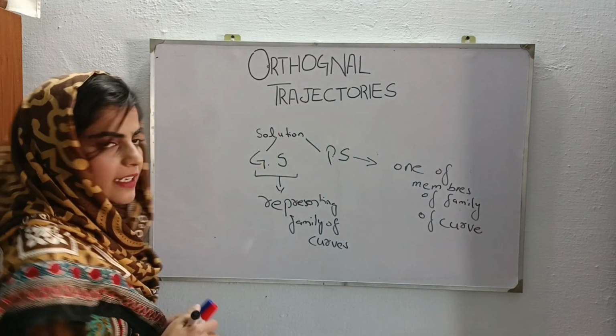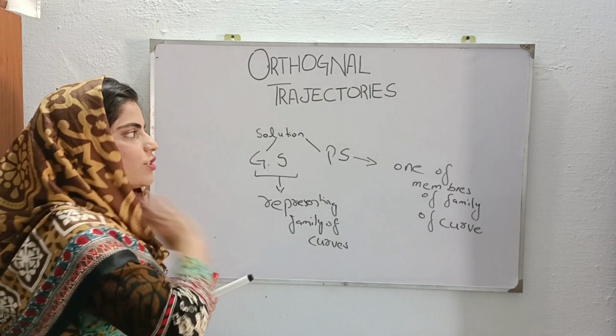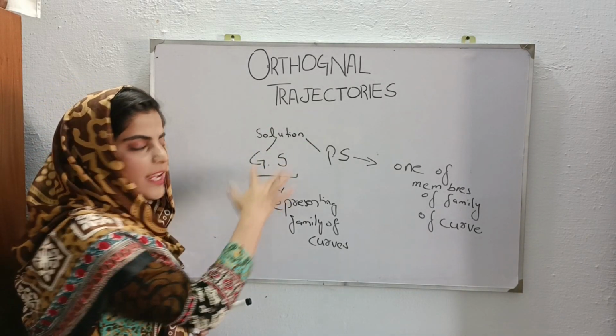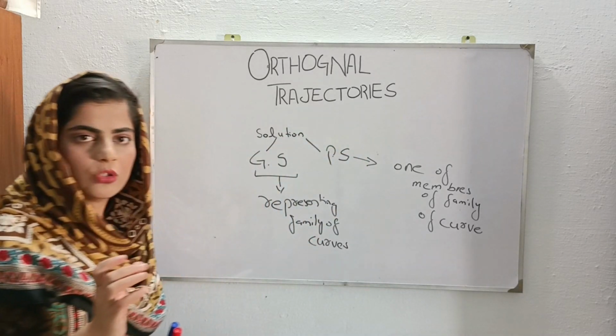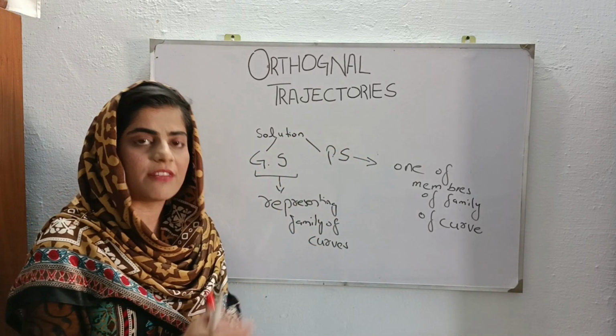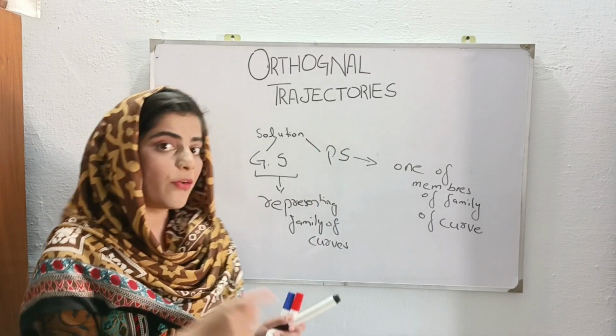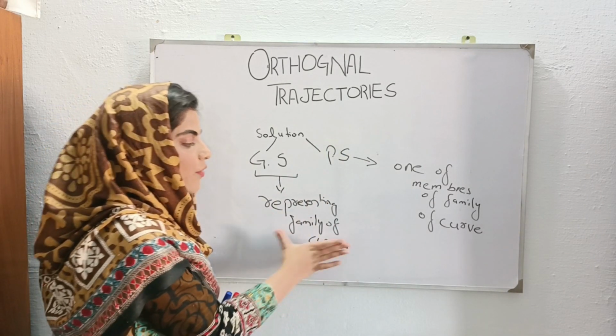Basically, there are two kinds of solutions of the differential equation. One is the general solution and the other is the particular solution. The general solution represents the family of curves, while the particular solution represents one particular member of this family, right? Consider this example.